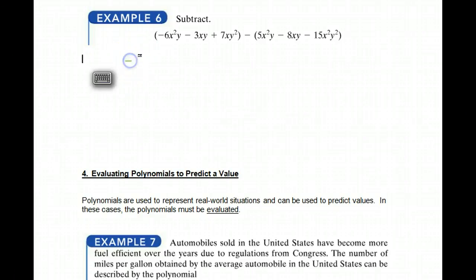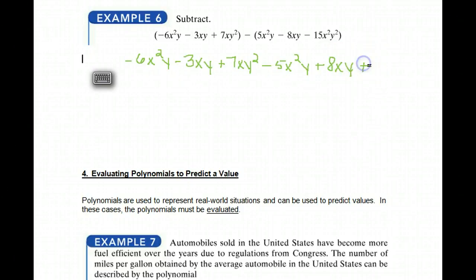So we're going to rewrite it as negative 6x squared y minus 3xy plus 7xy squared. For the second set of parentheses, we must distribute in the negative. So once we do the distributing, we will have negative 5x squared y plus 8xy plus 15x squared y squared.